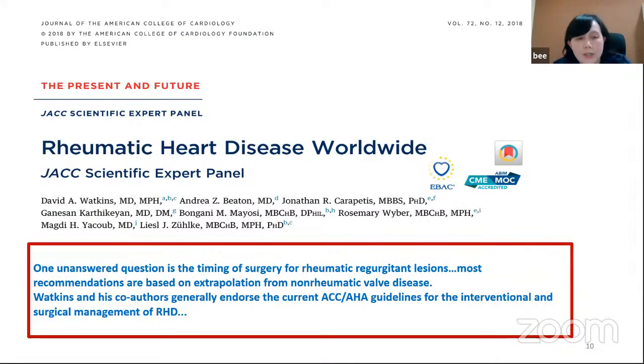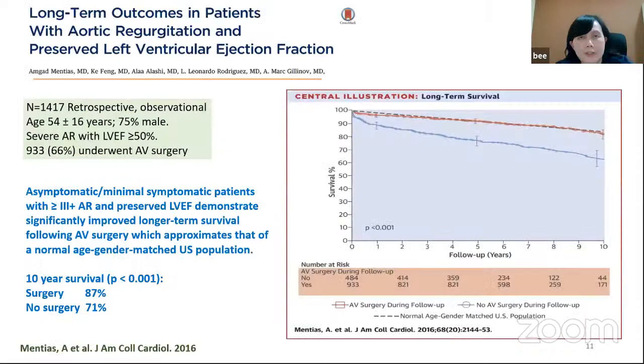And one unanswered question is the timing of surgery for rheumatic aortic regurgitation. Most of the recommendations for surgical management of severe aortic regurgitation for rheumatic aortic regurgitation have been extrapolated from data on non-rheumatic aortic regurgitation. Now, the timing of surgery for severe aortic regurgitation is clear for patients having symptoms and left ventricular dysfunction, and these are class one indications.